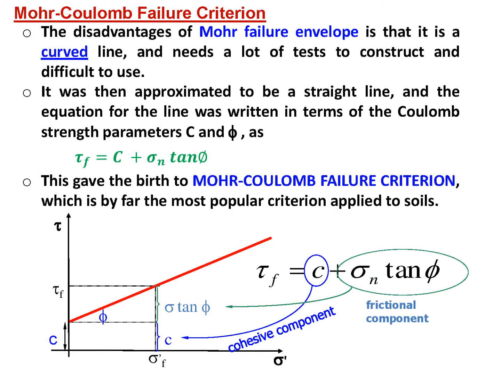So in this slide you can see the Mohr-Coulomb failure criterion. The disadvantage of the Mohr failure envelope is that it is a curved line and needs a lot of tests to construct and is difficult to use. It was then approximated to be a straight line, and the equation for the line was written in terms of the Coulomb strength parameters C and phi like this. So this gave birth to the Mohr-Coulomb failure criterion, which is by far the most popular criterion applied to soils. So you can see here we are considering this one as the Mohr-Coulomb failure envelope.